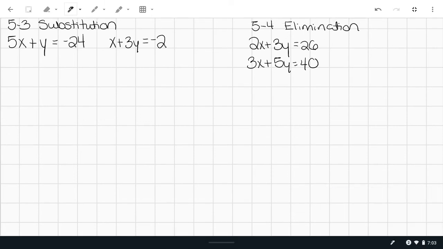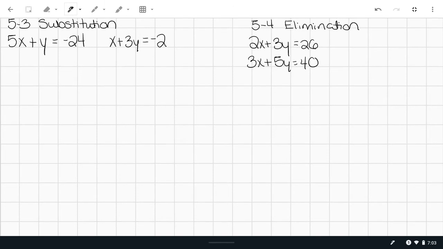All right, so I would like to go over substitution and elimination one more time before our test before spring break. So I'm going to go over substitution first. Substituting is where you have to get either X or Y all by itself. Once you get X or Y by itself, then you will substitute it into the other equation.